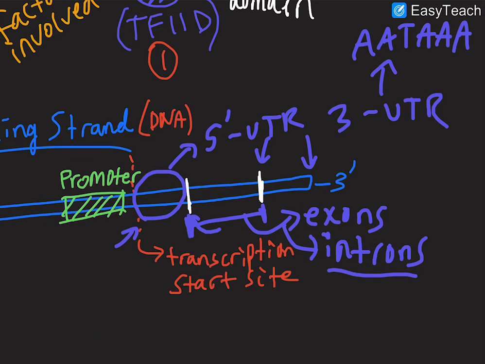Again, between the transcription start site and the open reading frame, we have the 5' untranslated region. Then we have the open reading frame, the part that actually consists of the exons and the introns. The exons will go on to become mRNA, which then turns into proteins through translation. Then after the open reading frame to the end, we have the 3' untranslated region.